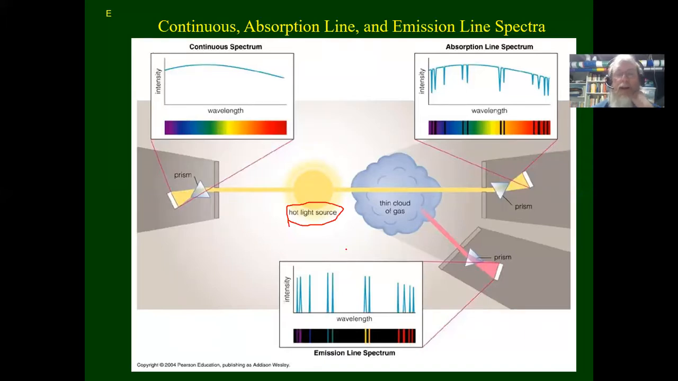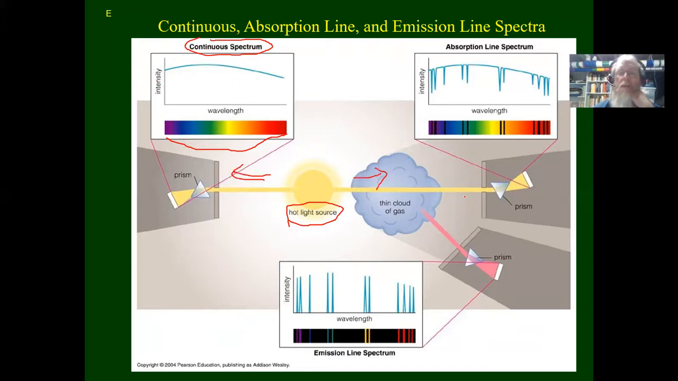Anyway, if we could take light directly from that hot light source without going through anything else, send it through a prism, and look at the spectrum, then by eye, if it's hot enough to produce a significant amount of visible light, we'd see a full continuous spectrum like that. If we do an intensity versus wavelength plot, we just get a continuous curve like that. And like I said, we call this a continuous spectrum. Okay, so that's over there.